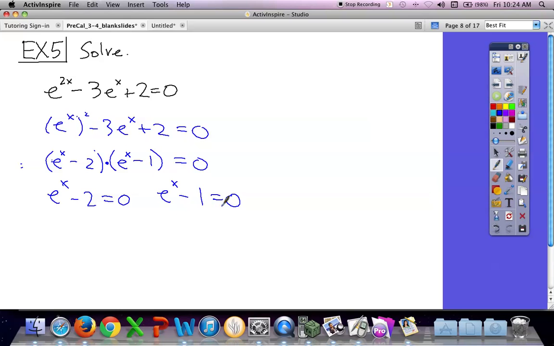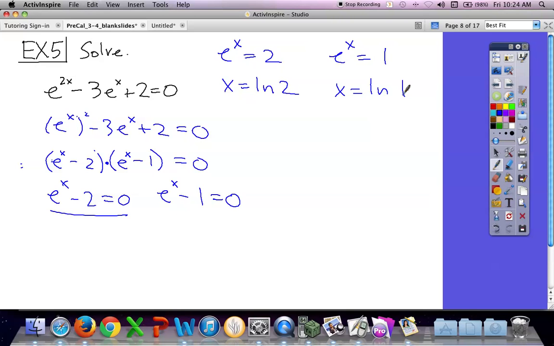So e to the x minus 2 equals 0 will be e to the x equals 2. So x equals ln of 2. Right? That's this one. The other one will be e to the x equals 1, which means x equals ln of 1.